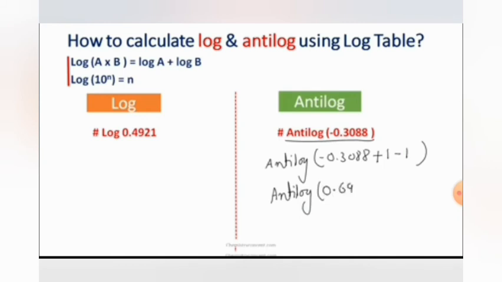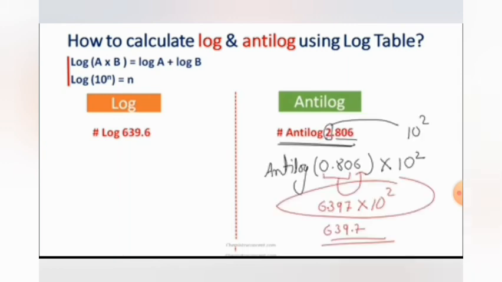Therefore, the value becomes antilog 0.6912 minus 1. Okay, antilog 0.6912 minus 1, and therefore here antilog 0.6912 plus minus 1. Therefore, antilog 0.6912, then 10 raised to minus 1. That is log a minus b, log a by b.